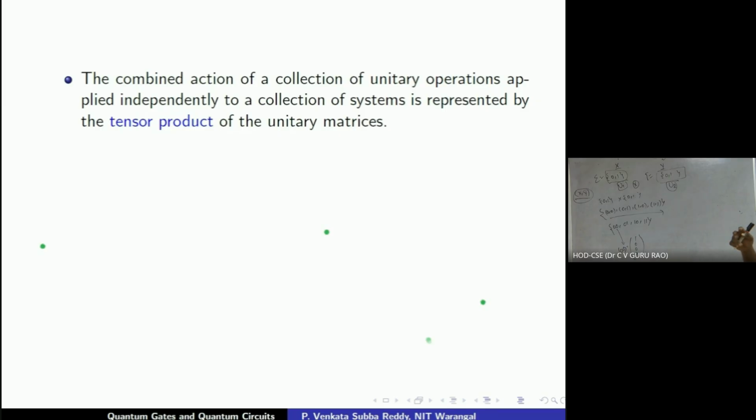Okay, we'll see with examples. After that, I'll ask a question. Maybe you will understand that operation properly. Okay, so tensor product.